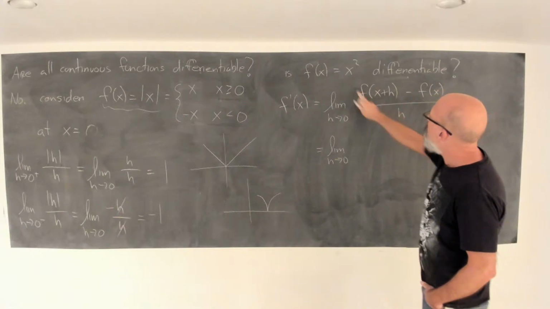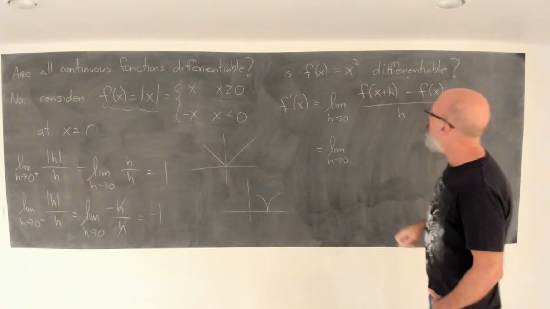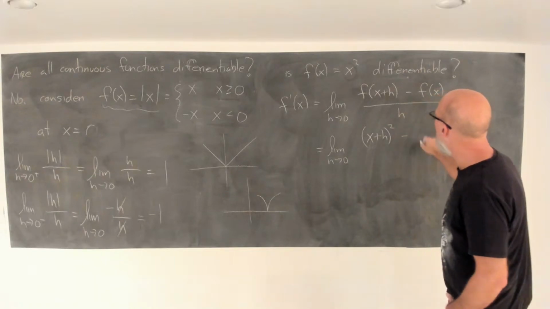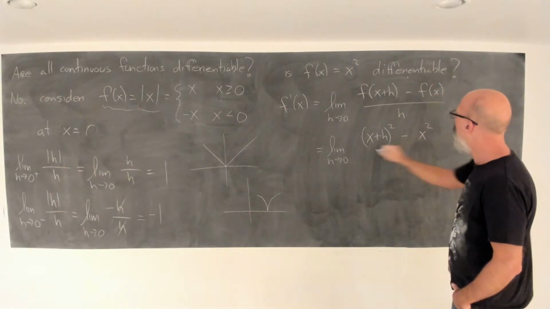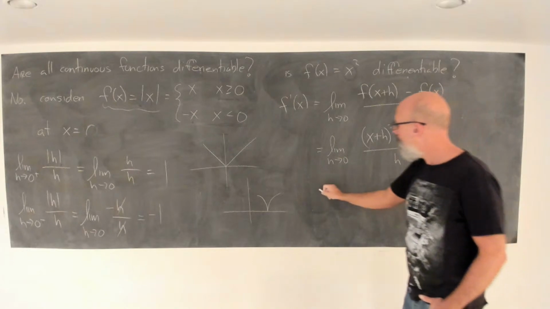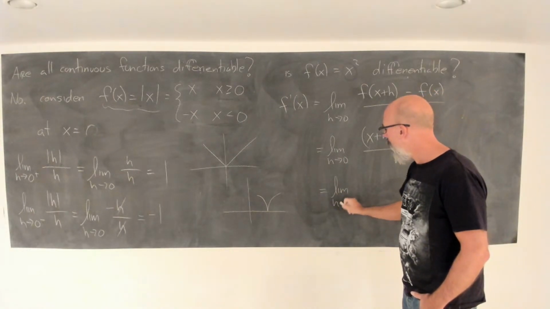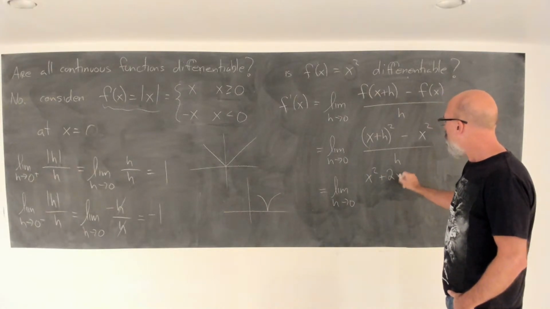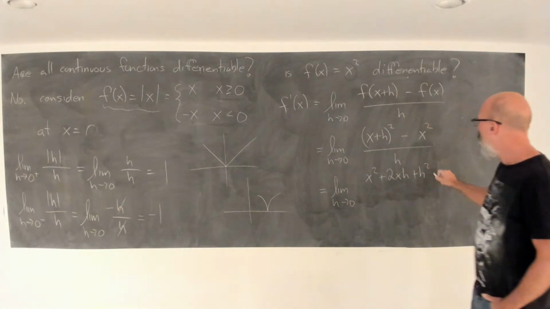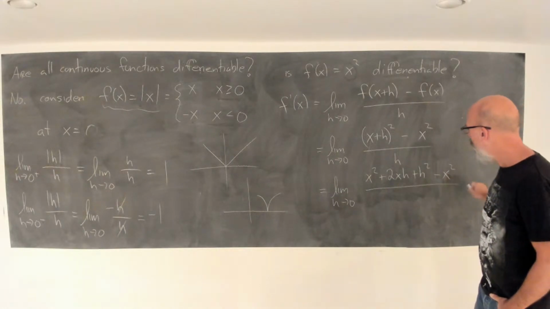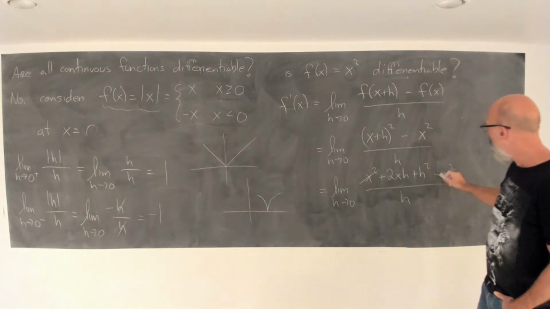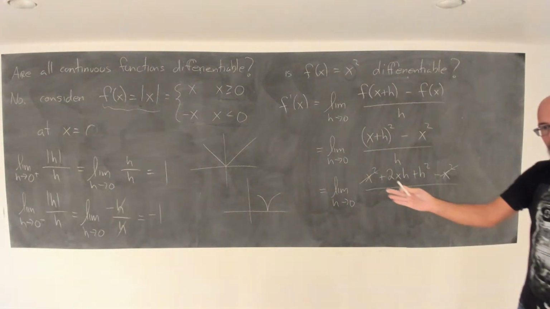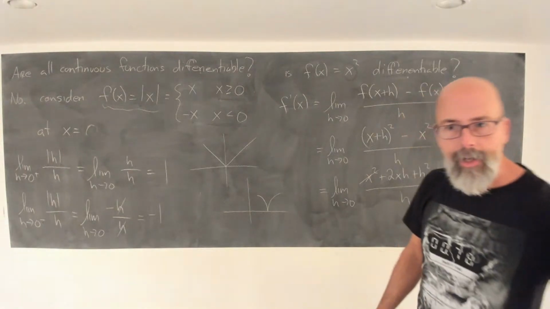What is f of x plus h? Everywhere you see an x, you replace with x plus h. So we get x plus h all squared minus x squared over h. Expand that. This is x squared plus 2xh plus h squared minus x squared over h. The x squares cancel out. Now let's factor out an h from both numerator and denominator.